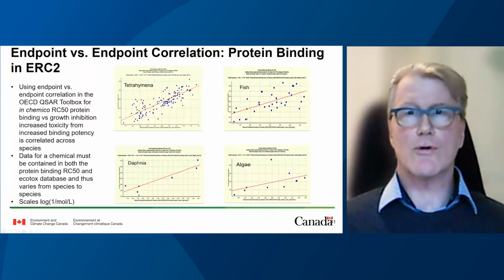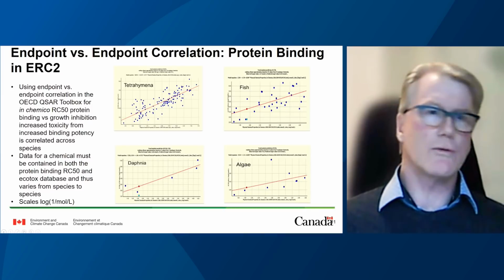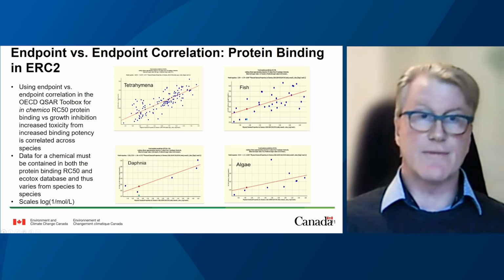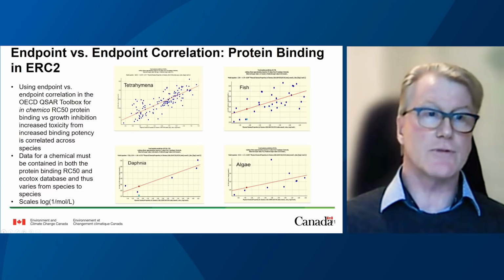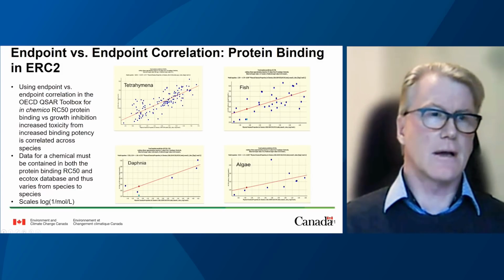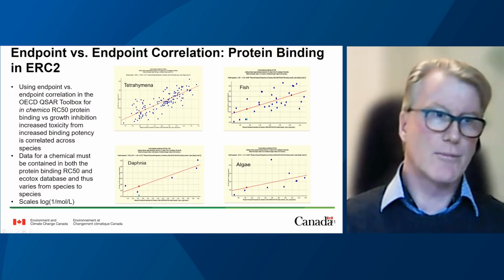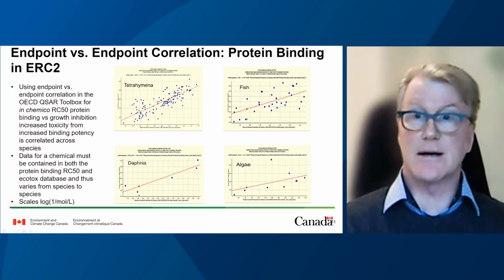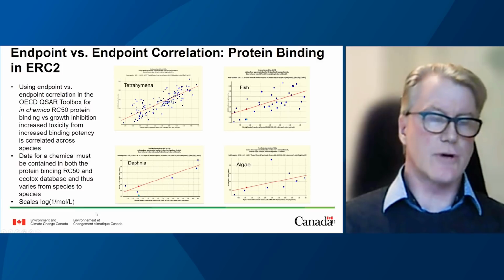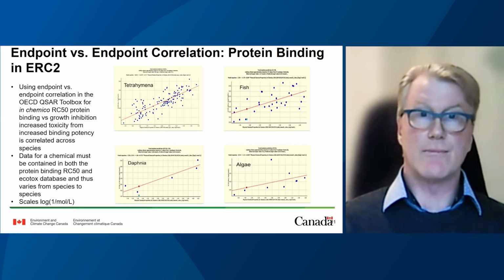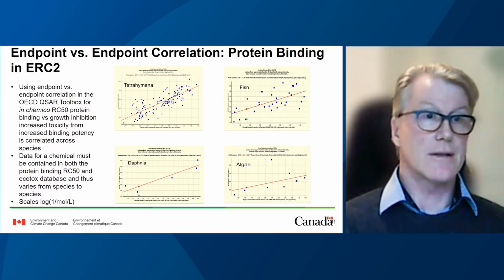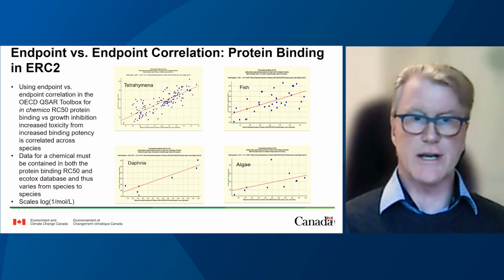I did mention endpoint correlation, and this is actually for ERC2. We wanted to demonstrate, again, chemical reactivity as an ecological concern. And so it was useful then to work with some of Terry Schultz's early work with Tetrahymena and protein binding, which forms a big part of the empirical database for chemical type of interaction, or sorry, in vivo reactions, but correlated with in chemico protein binding assay information. So you can see a lot of species demonstrate this increased toxicity with potency of binding, and given the scales are on log 1/mol, although the data points change from many to few, this depends on what's in the databases for both the RC50 as well as the growth inhibition databases for various species.